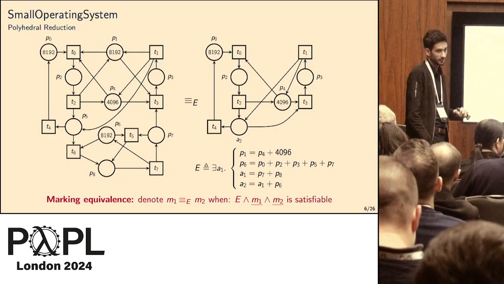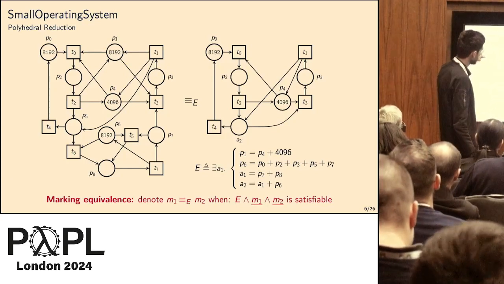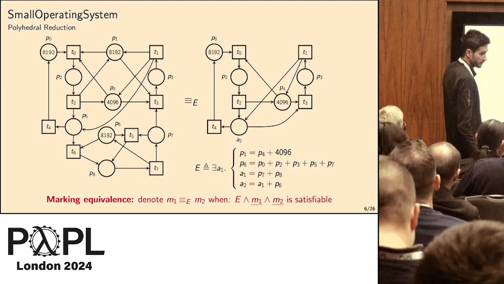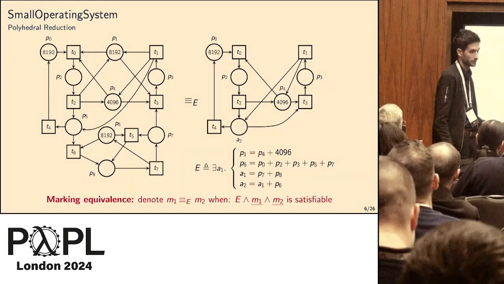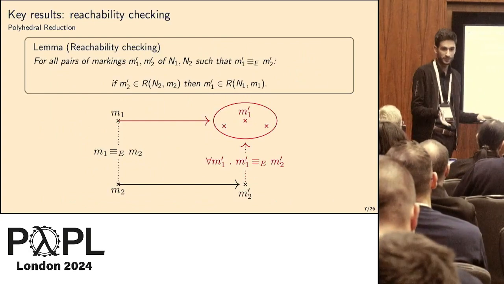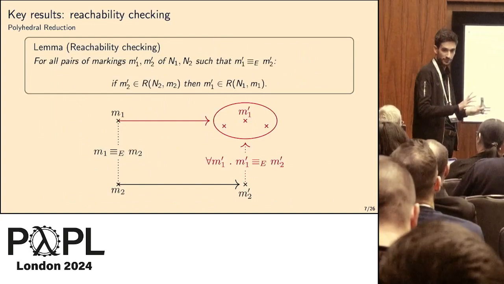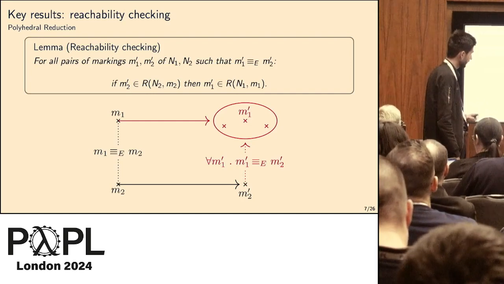A necessary condition is that they must be equal on the common places, because we can have some place that is both in the initial net and in the reduced net, such as the place P0 here. So before introducing the notion of equivalence between nets, I will give you two key results of this polyhedral equivalence.